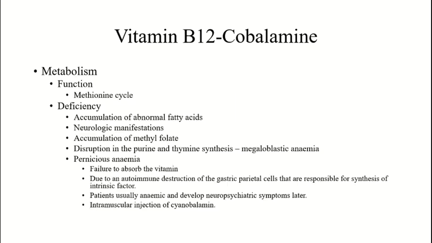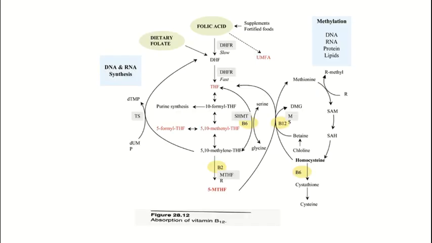Now, cobalamin plays a vital role in the conversion of homocysteine to methionine in the methionine cycle, since it takes the methyl group from 5-methyl tetrahydrofolate, folic acid, and forms methylcobalamin, which then releases this methyl group to convert homocysteine into methionine.